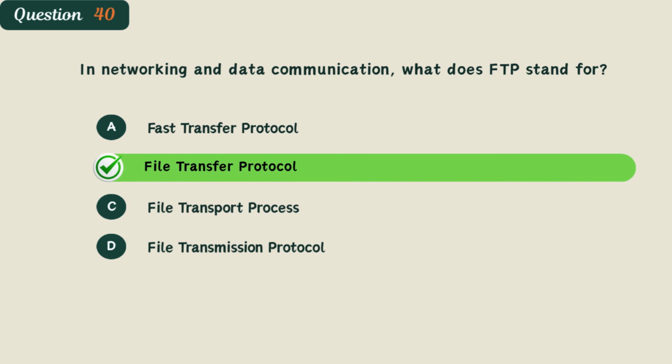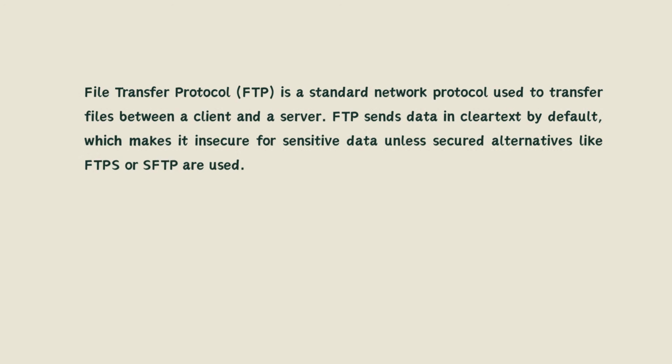Correct answer. B. File Transfer Protocol. File Transfer Protocol, FTP, is a standard network protocol used to transfer files between a client and a server. FTP sends data in clear text by default, which makes it insecure for sensitive data unless secured alternatives like FTPS or SFTP are used.